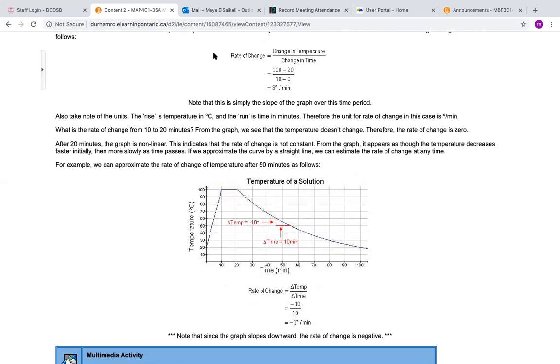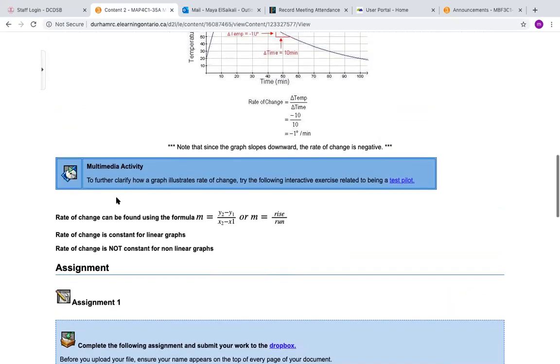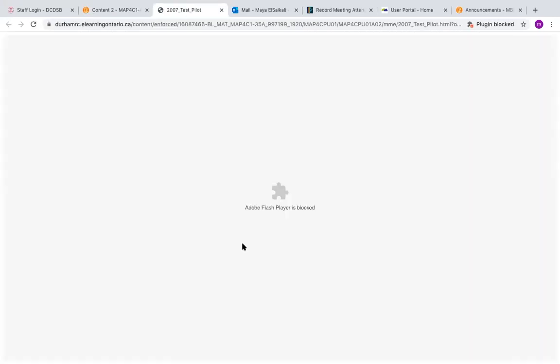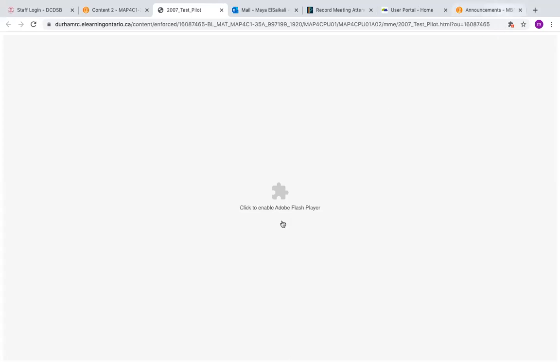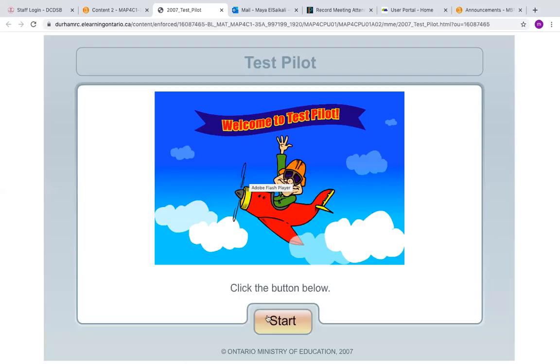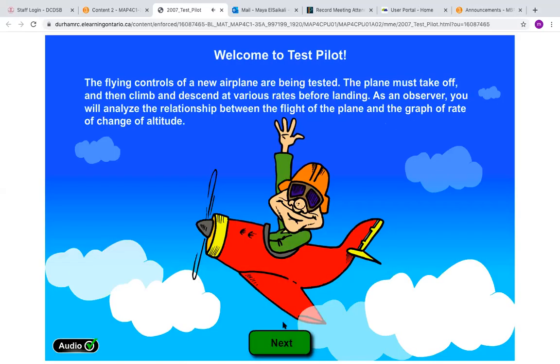Okay, so what I want you guys to do as well, I want you to click on the test pilot here. And if it says plugin blocked, you're going to manage, and then make sure that it's not blocked. Okay, so now it's not blocked. And then you're going to allow. And then you're going to do the flying controls of a new airplane are being tested. You're going to do this activity, okay?